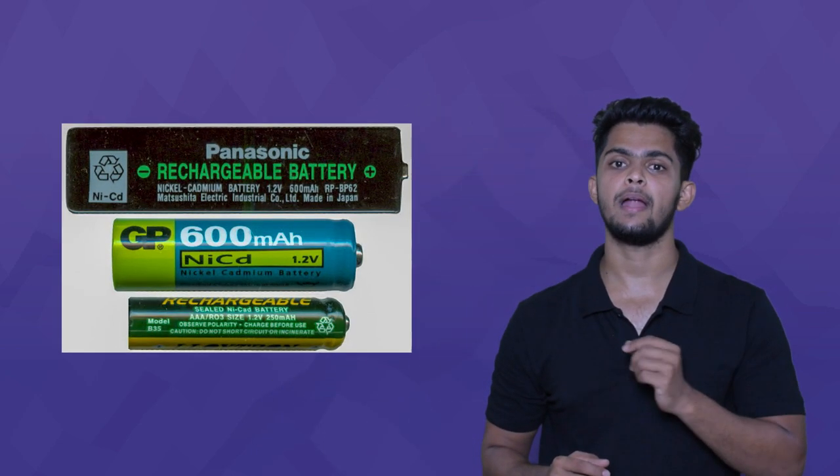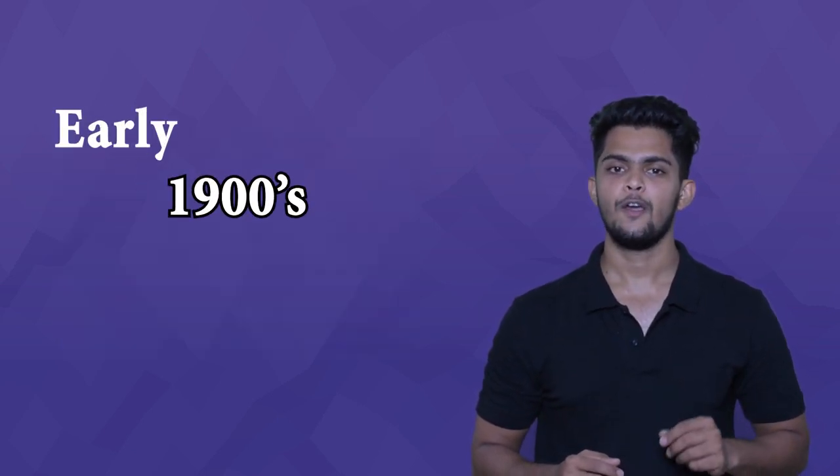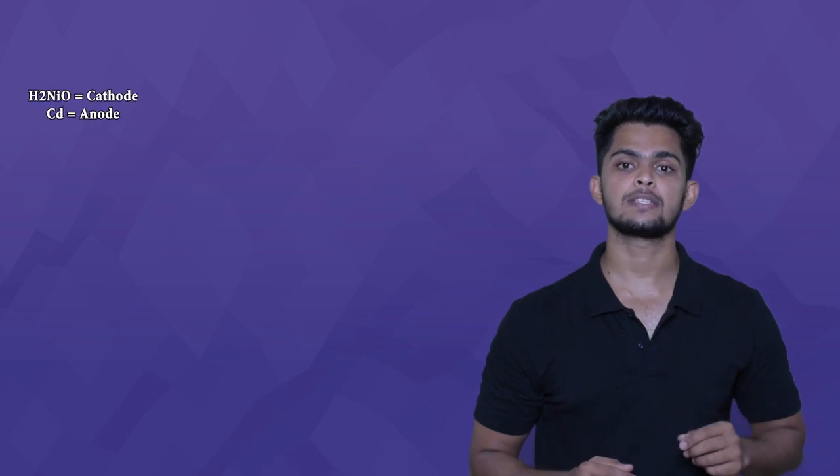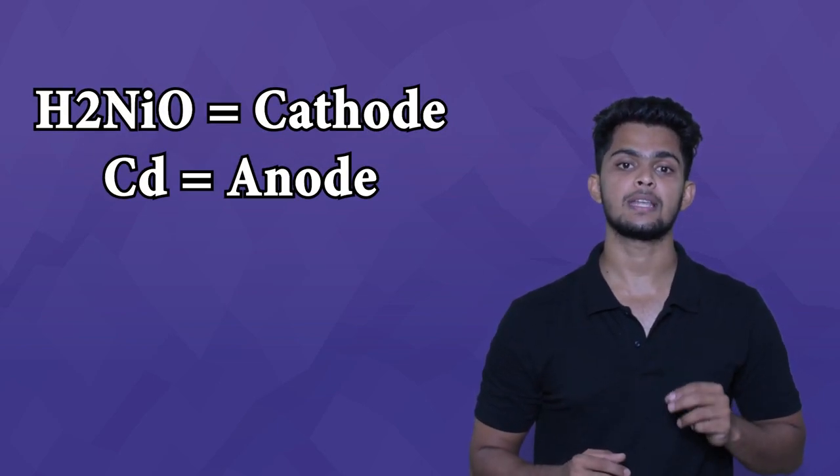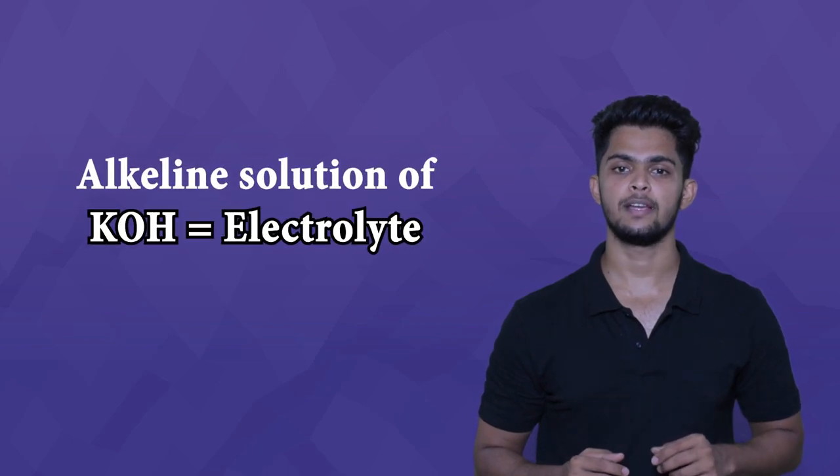The second type of rechargeable batteries are the nickel cadmium batteries. These batteries were developed in the early 1900s, where nickel oxyhydroxide is the positive electrode and cadmium metal is the negative electrode. And the electrolyte is an alkaline solution of potassium hydroxide.